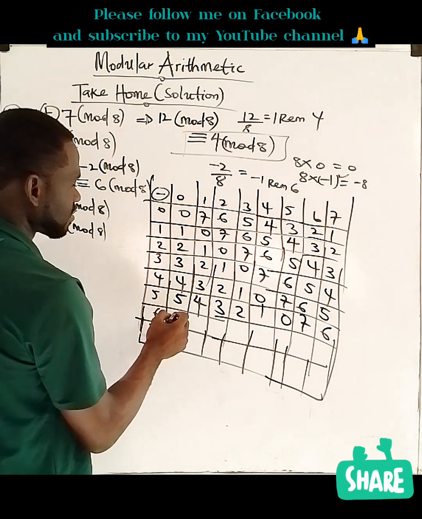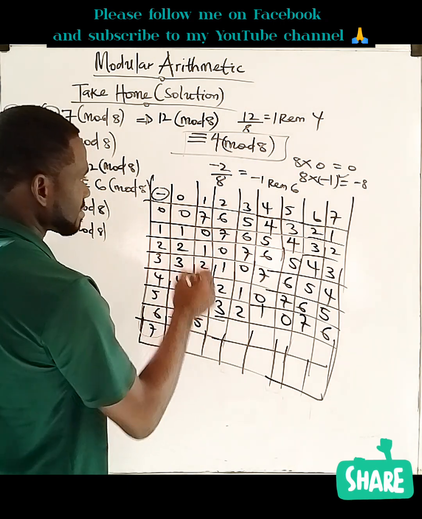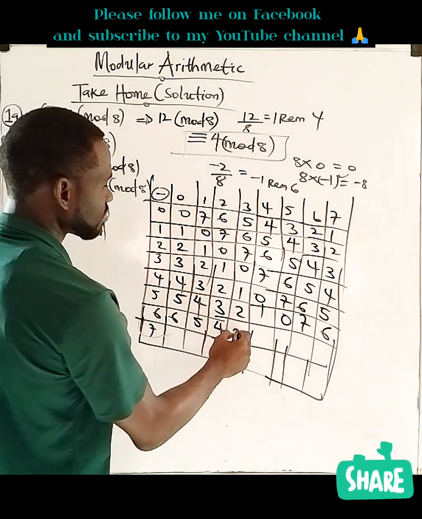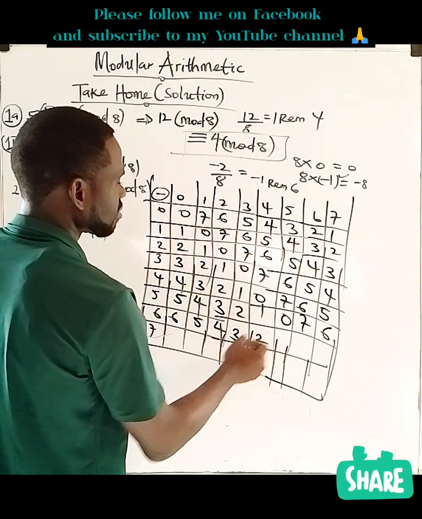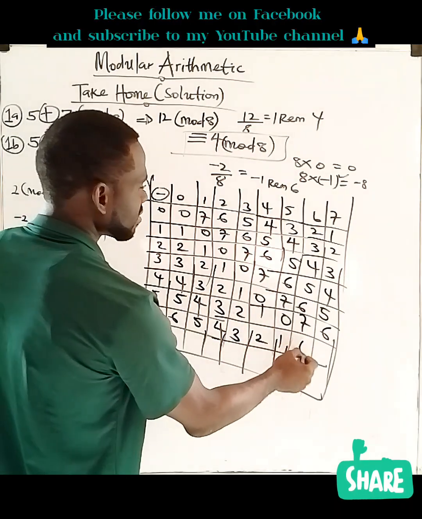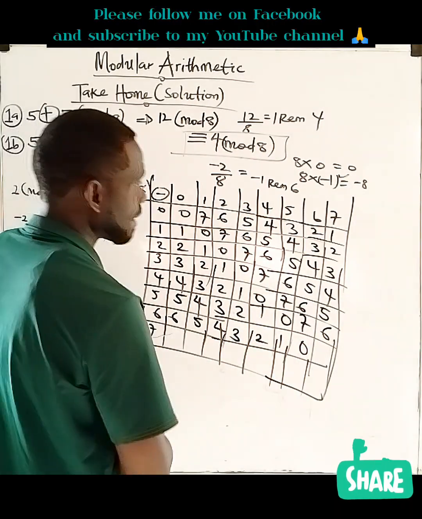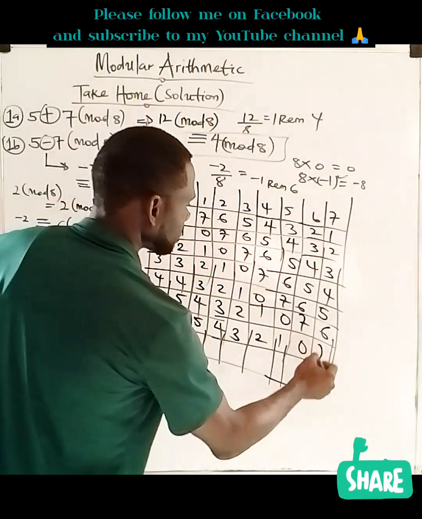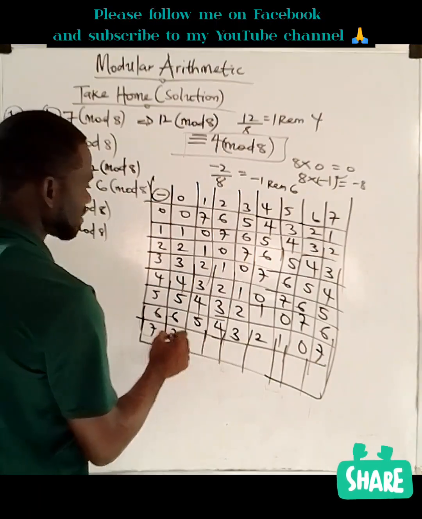So 6 minus 0 is 6. 6 minus 1 is 5. 6 minus 2 is 4. 6 minus 3 is 3. 6 minus 4 is 2. 6 minus 5 is 1. 6 minus 6 is 0. 6 minus 7 is minus 1, modulo 8 is 7. So next, 7 minus 0 is 7.